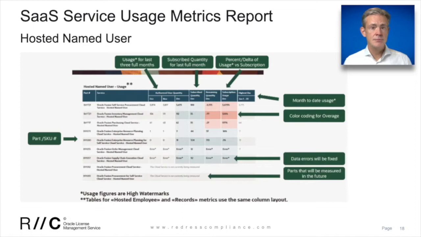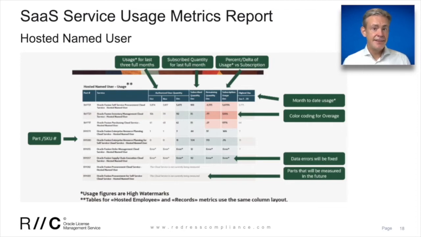In the next three columns, you will see usage for the last 3 full months. Be aware that the usage number is a high watermark number, so you will only see the number where the number of users peaked within a specific month. The sixth column in the report shows you the subscribed quantity of users for the last full month. So basically the number of subscriptions you have bought.